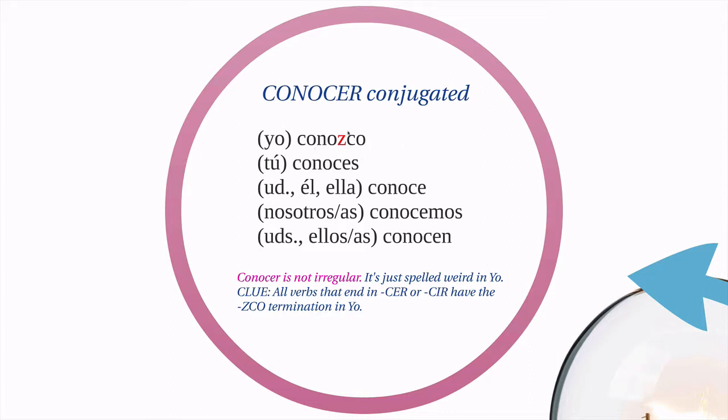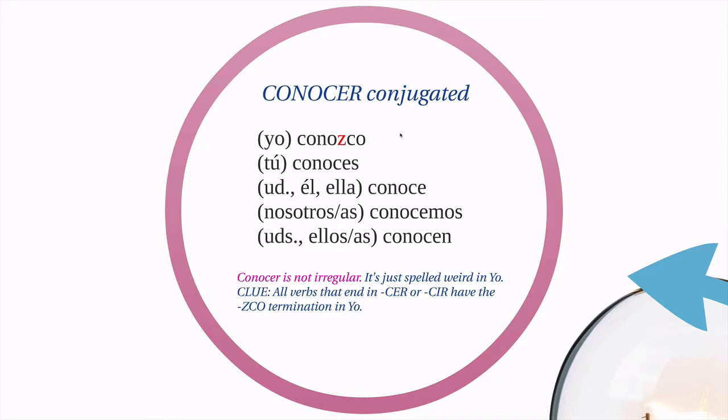And let's see why. It's conocer, right? So I don't want to say conoco. Even though lots of kids, like I said in class, a little kid would say, yo conoco. No, we say yo conozco because we want that s sound, conocer, conozco. So we put in the zeta to make that C soft.